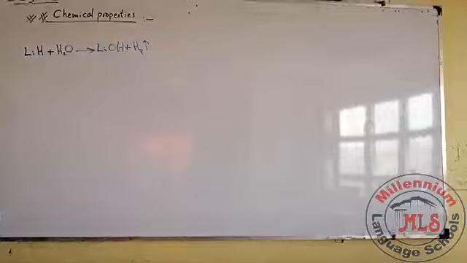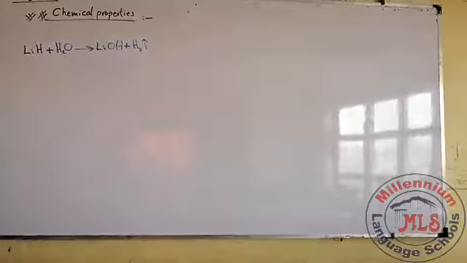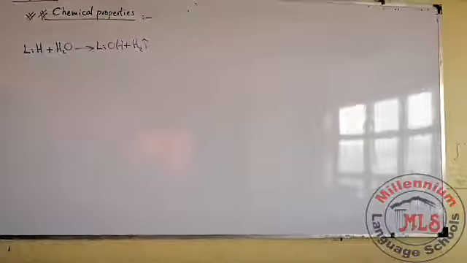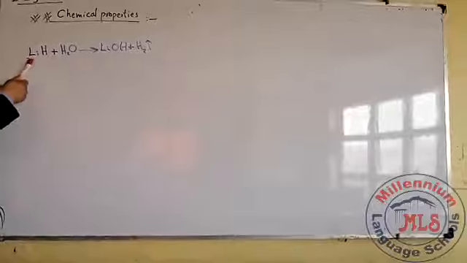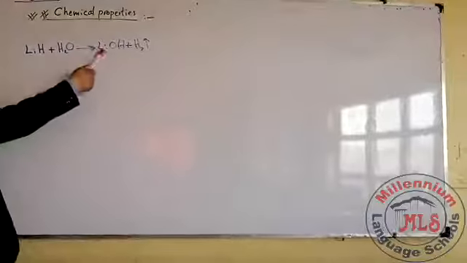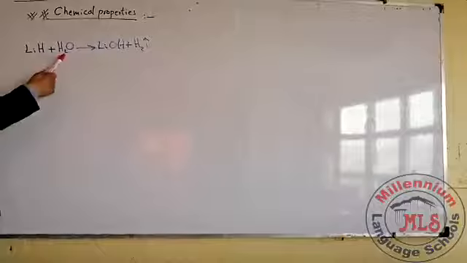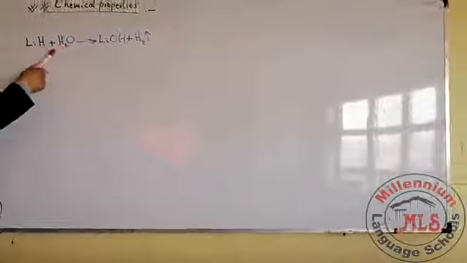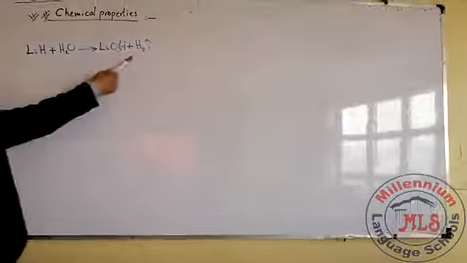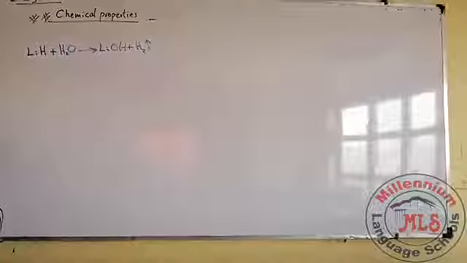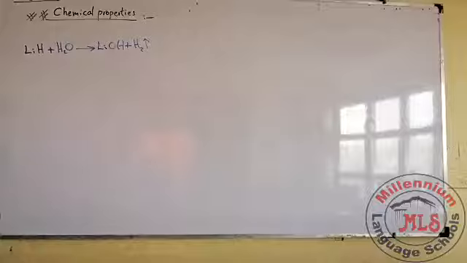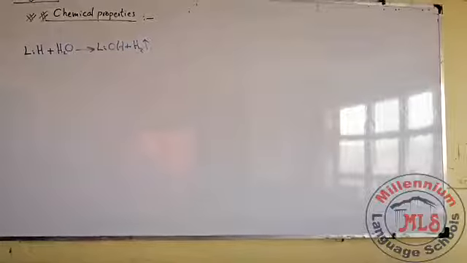To balance this equation, we can count the atoms on the left side and on the right side. Here we have one lithium, here we have one lithium. Here we have 3 hydrogen, here we have 3 hydrogen atoms. Here we have one O, here we have one O. So this equation is balanced. Now let's move to the second equation.